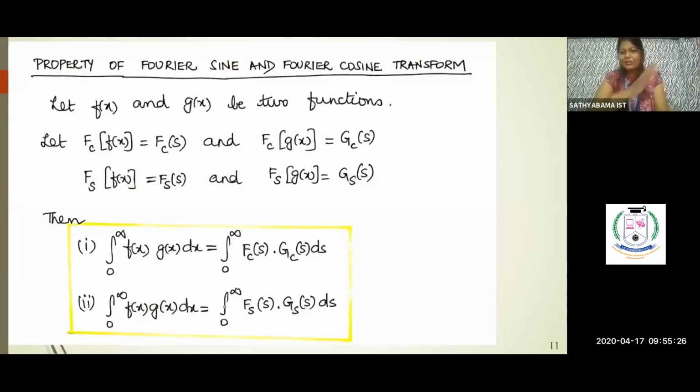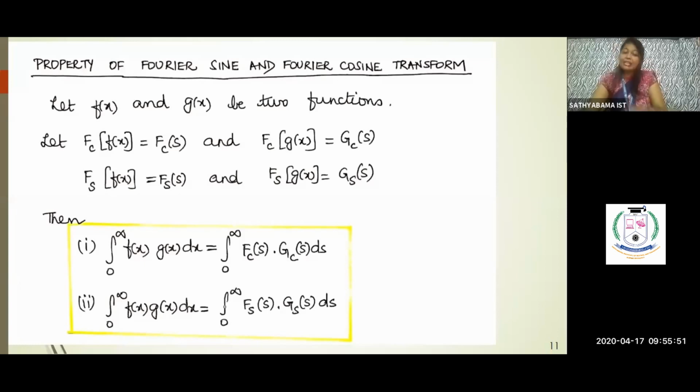So this is one famous property. I don't know whether you've come across this property, but I want you to learn this. What does it say? It's a very simple one. Let f of x and g of x be two functions which are both defined in 0, infinity. And let the Fourier cosine transform of f of x be denoted as fc of s. Let the Fourier cosine transform of g of x be denoted as gc of s. It's just a notation.